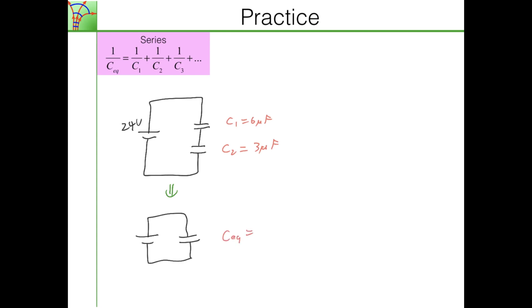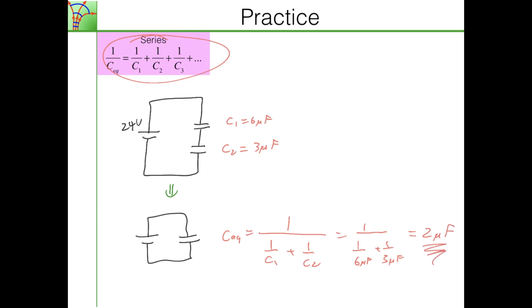Remember, the equation is right here. It's 1 over C equivalent equals 1 over C1 plus 1 over C2. So I'm going to do 1 over both sides. And so C equivalent is equal to 1 over (1 over C1 plus 1 over C2), which is 1 over (1 over 6 microfarad plus 1 over 3 microfarad). When you work it all out, it works to 2 microfarad. So that's the equivalent here. So when we add two capacitors in series, they have an equivalent capacitance of a lower capacitance. The capacitance actually goes down.